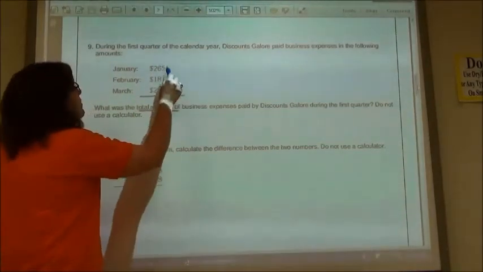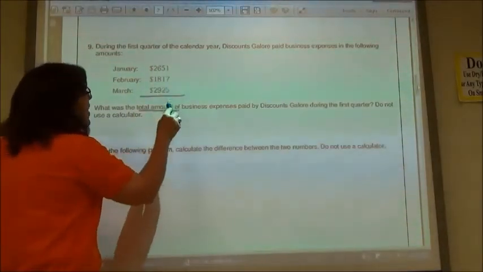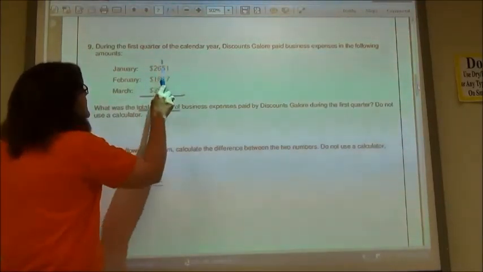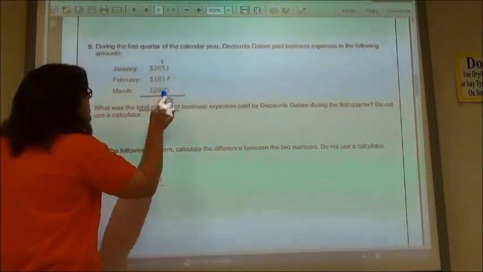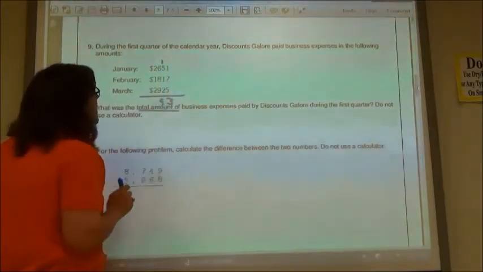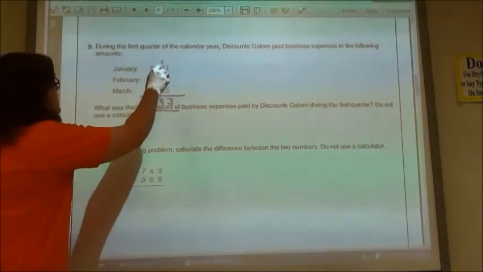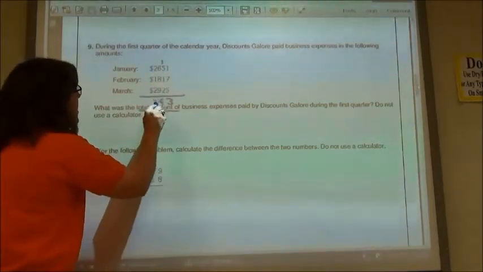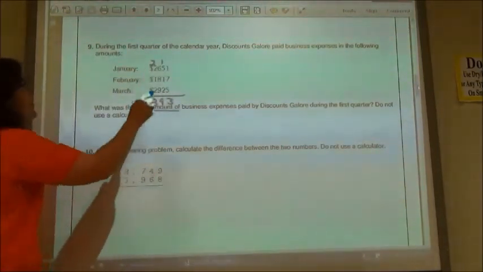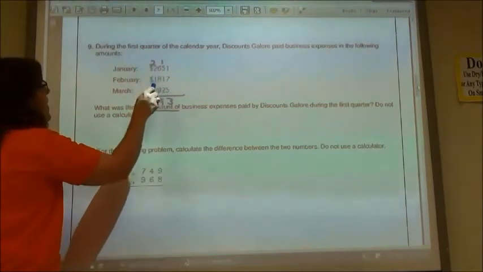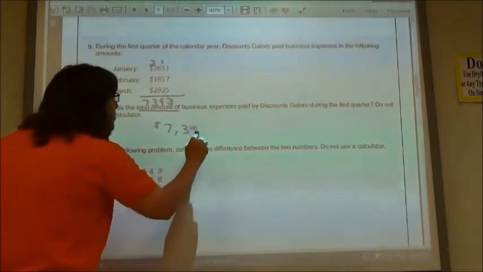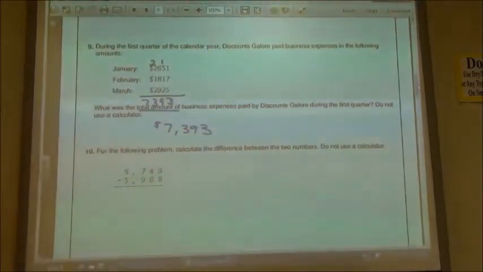And so 1 plus 7 would be 8. 8 plus 5 would be 13. Carry my 1. 1 plus 5 is 6. 6 plus 1 is 7. 7 plus 2 would be 9. I don't have to carry anything. 6 plus 8 is 14. 14 plus 9 is 23. Carry my 2. 2 plus 2 is 4. 5, 6, 7. And so I'm going to have $7,393 in total expenses if I add those up.